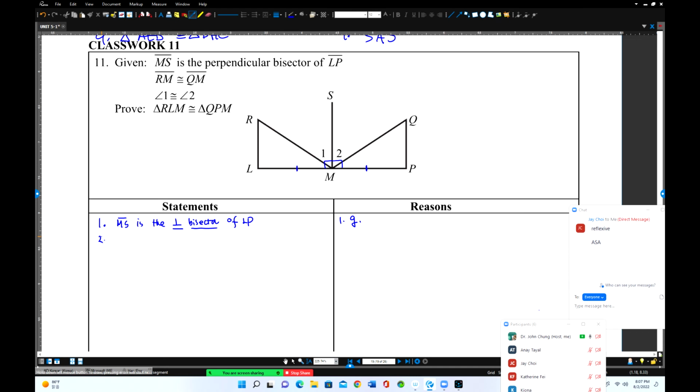From this, perpendicular means angle 1 and angle 2 are right angles. You remember, right? When you're perpendicular, you have to go to right angles first. Perpendicular lines form right angles.